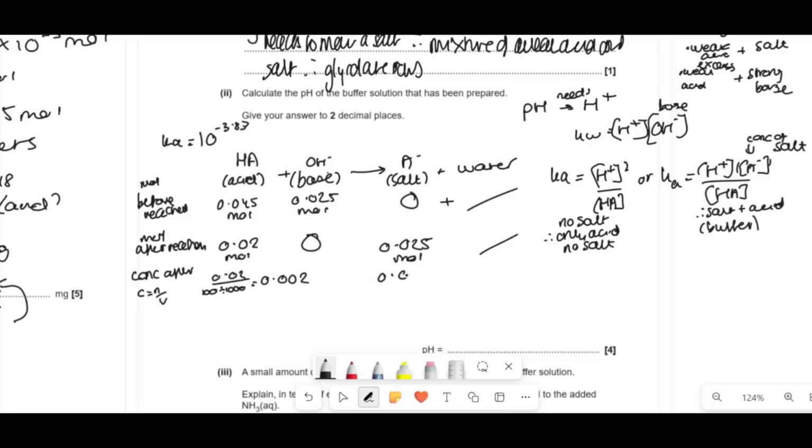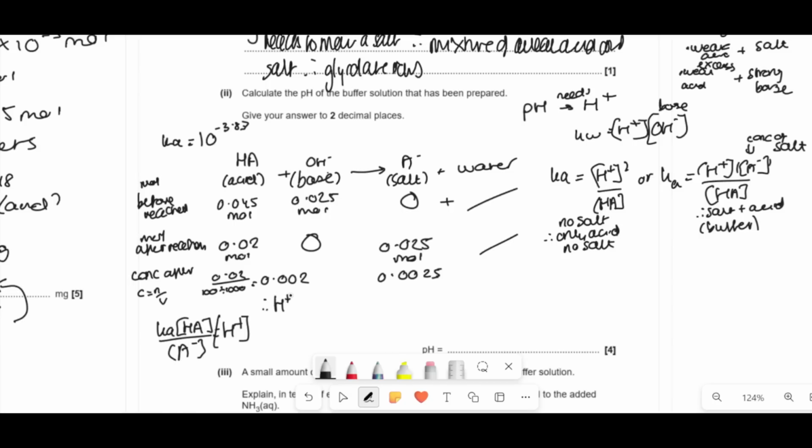And then that's going to be 0.25. Right? And that's our concentration of our acid, and that's our concentration of our A minus. So now we have our Ka. We have our A minus and HA. We need H plus because remember we're looking for pH. So Ka, always rearrange algebraically first, then put the numbers in. So Ka times HA divided by A minus will give us our H plus.